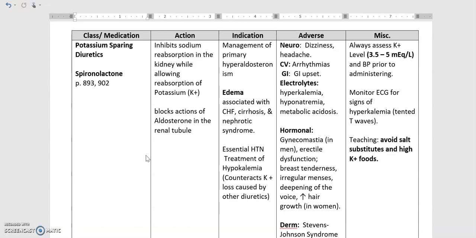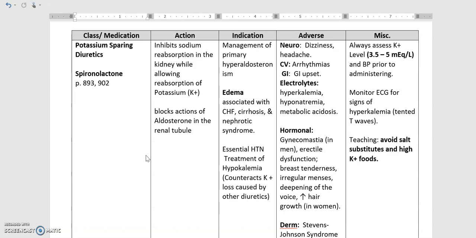It is used to manage primary hyperaldosteronism as well as the edema associated with heart failure, cirrhosis, and nephrotic syndrome. Again, potassium-sparing diuretics are used for essential hypertension, meaning hypertension without an underlying known cause, and treatment of hypokalemia because it counteracts the potassium loss caused by the other diuretics.